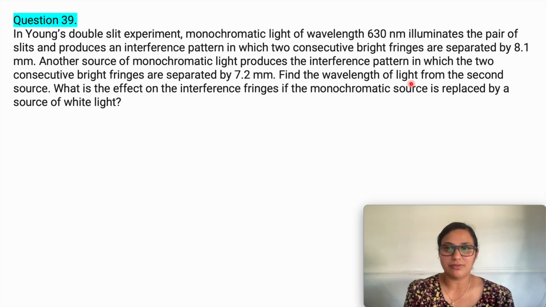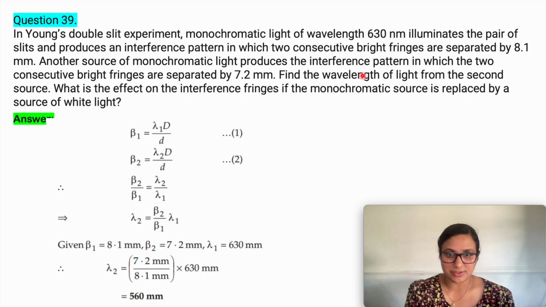Find the wavelength of light from the second source. What is the effect on the interference fringes if the monochromatic source is replaced by a source of white light? First part of this question, the wavelength of light from the second source is given by lambda 2, which is equal to 560 nanometer. So we have the fringe width formula for beta 1 and beta 2.